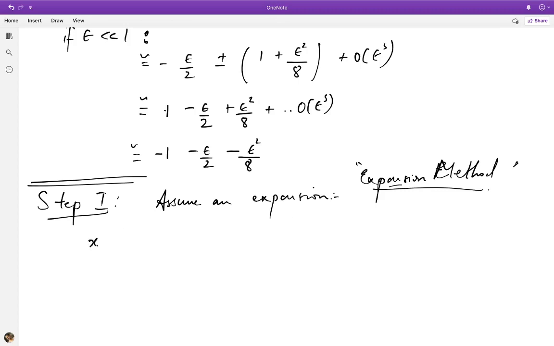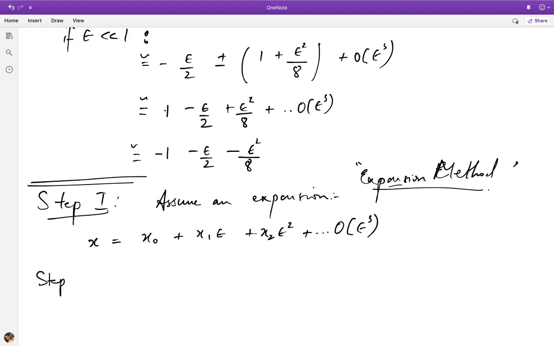So I write x, the unknown solution, as x naught plus x1 times epsilon plus x2 times epsilon squared plus, and I can write higher terms, but I'm going to stop at epsilon squared or at second order. Okay, so this is step 1.